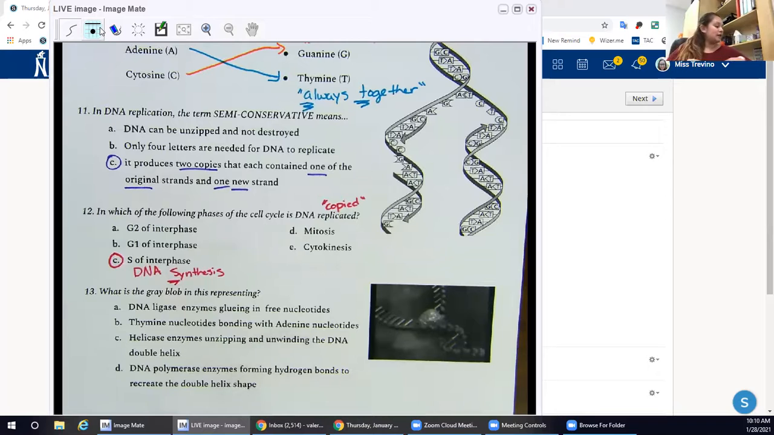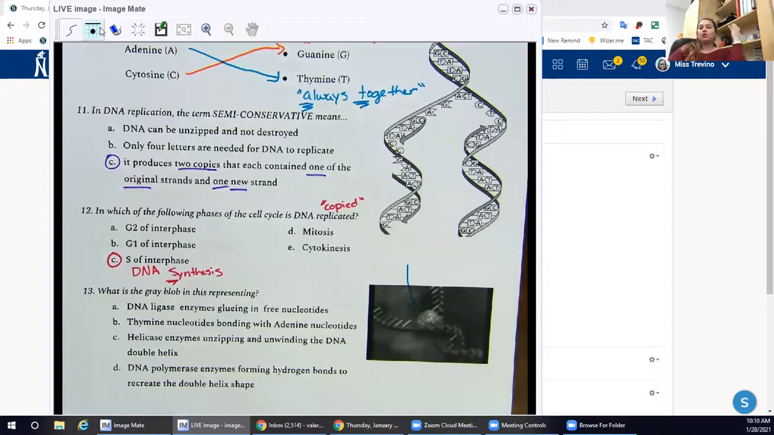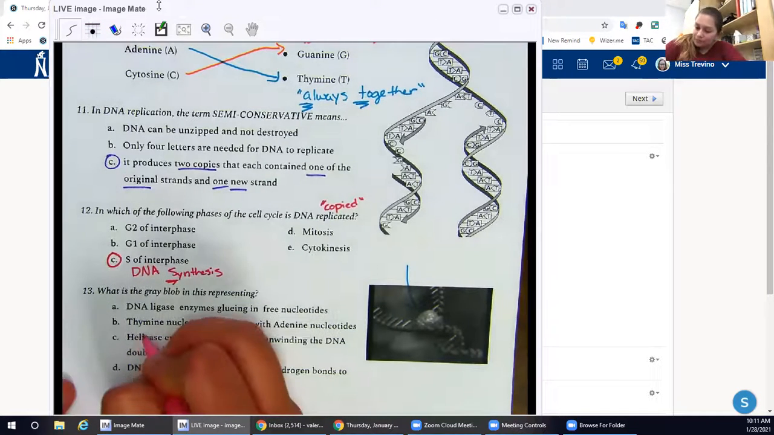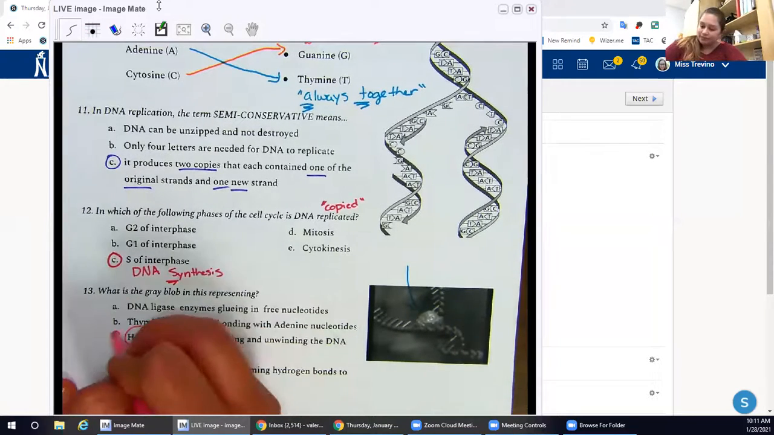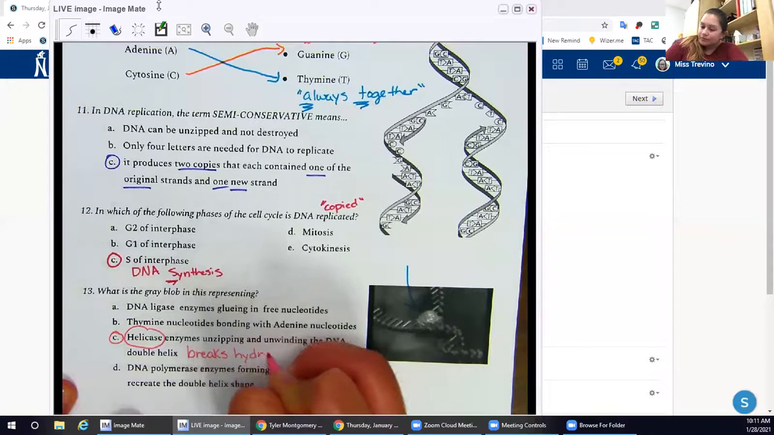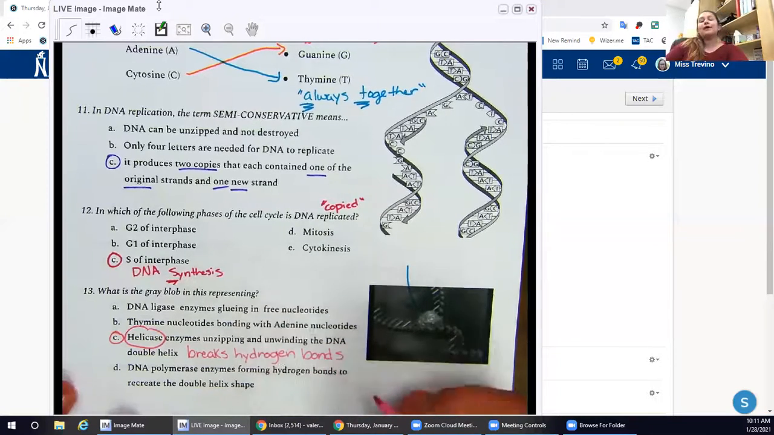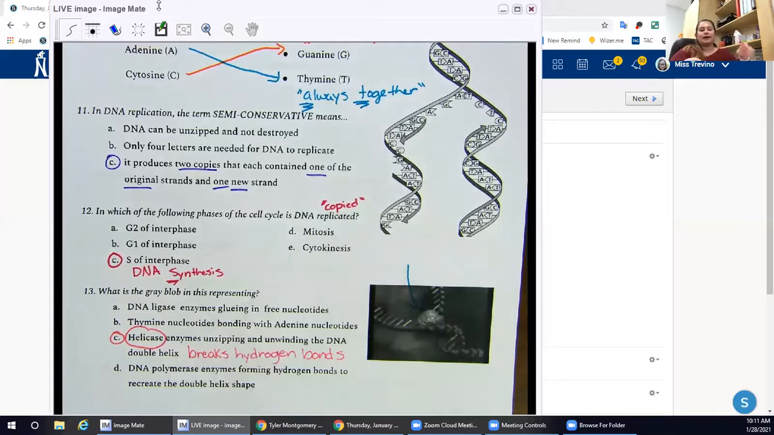Finally, on 13, the very last question of your WISER review, what is the gray blob representing? Well, the gray blob, if you can see it, it's coming down and it's tearing apart the DNA. And the only enzymes that break apart DNA are the enzymes known as helicase. So that would be C, and it breaks the hydrogen bonds. That's how it breaks apart the DNA structure, by breaking the hydrogen bonds. Any questions on this last page?